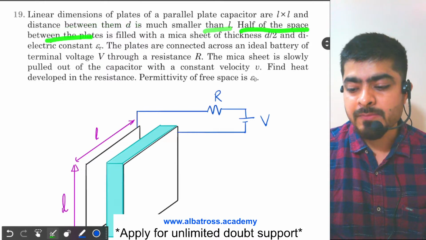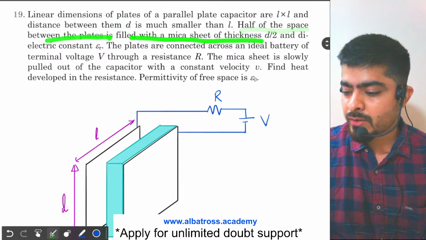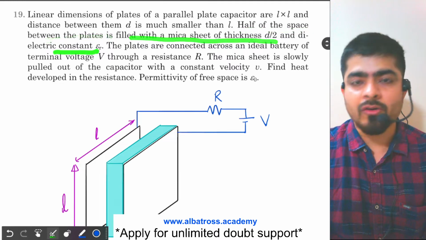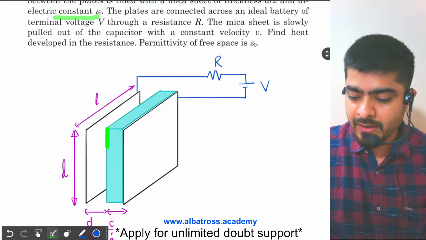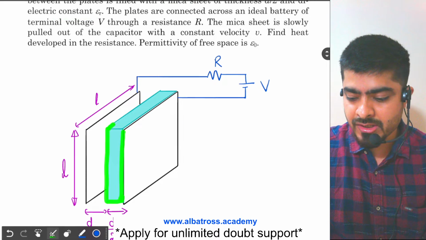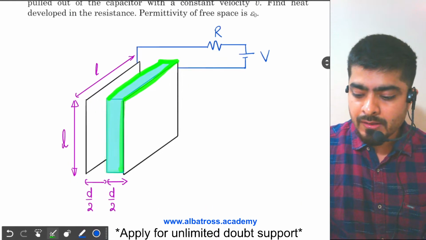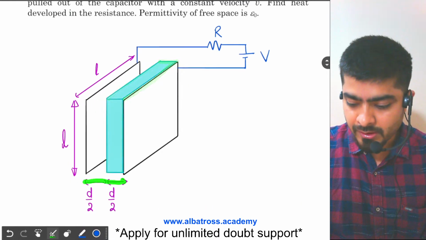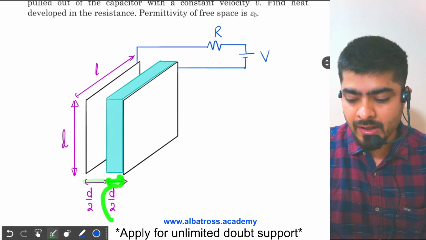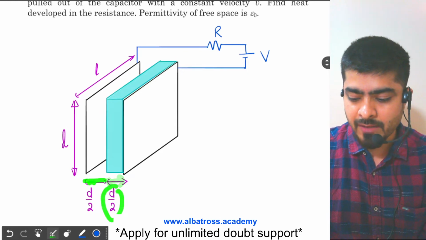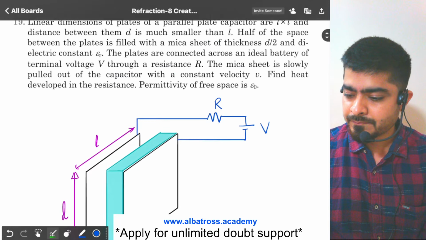Half of the space between the plates is filled with a mica sheet of thickness d by 2 and dielectric constant epsilon r. So here we have a dielectric material which is mica sheet, okay. The total width is small d. The mica sheet has width half of that, d by 2. So the remaining half space is air, okay.